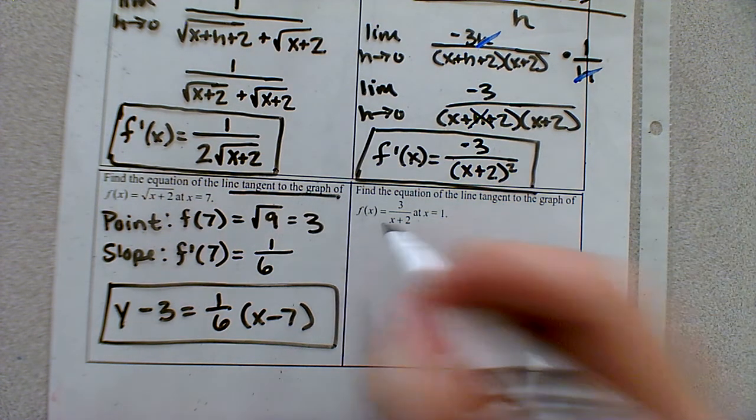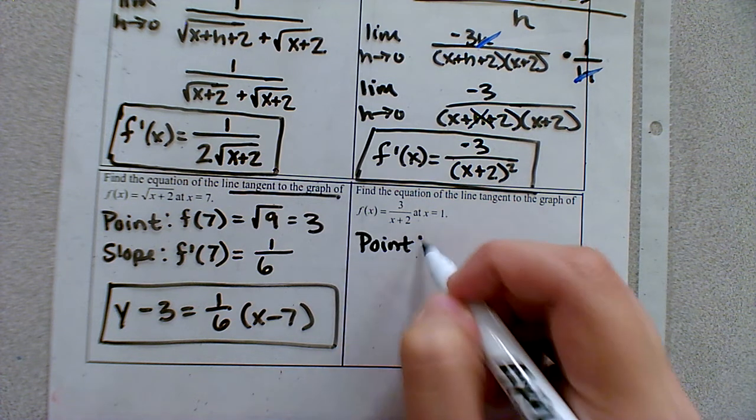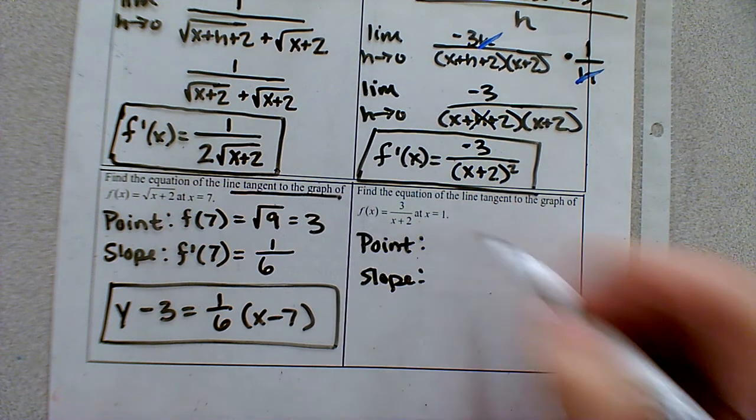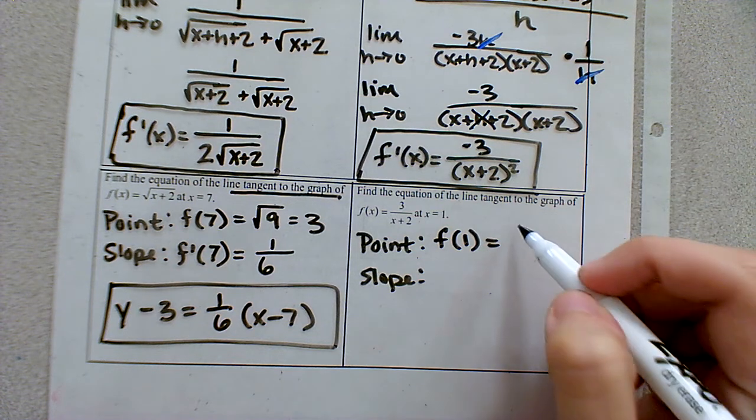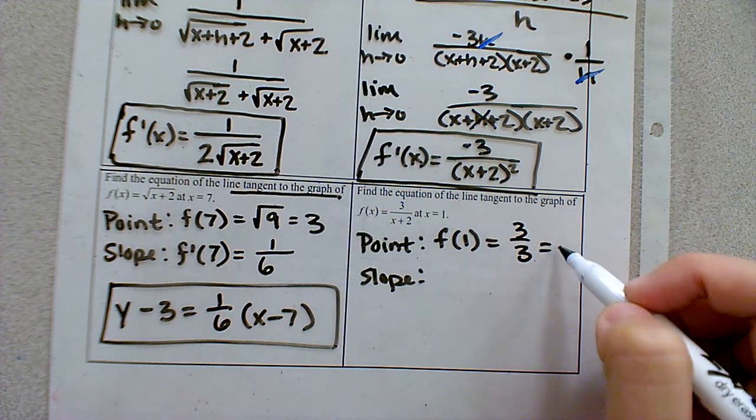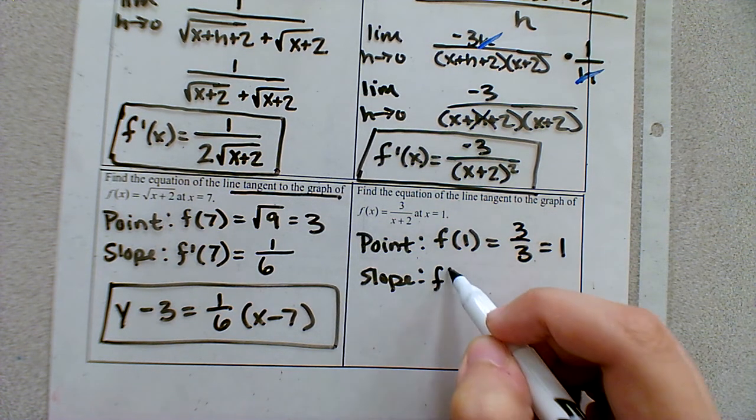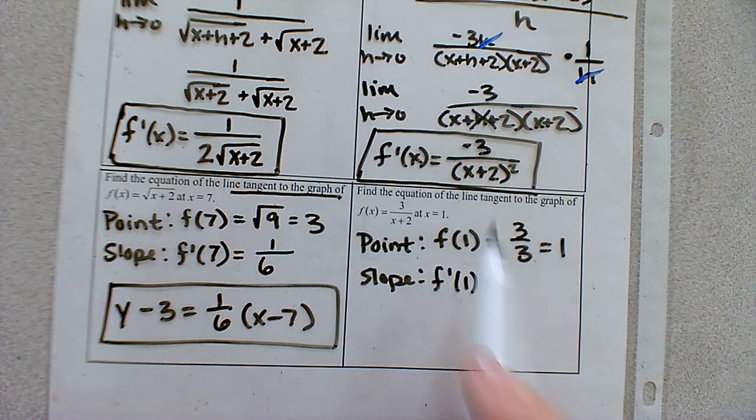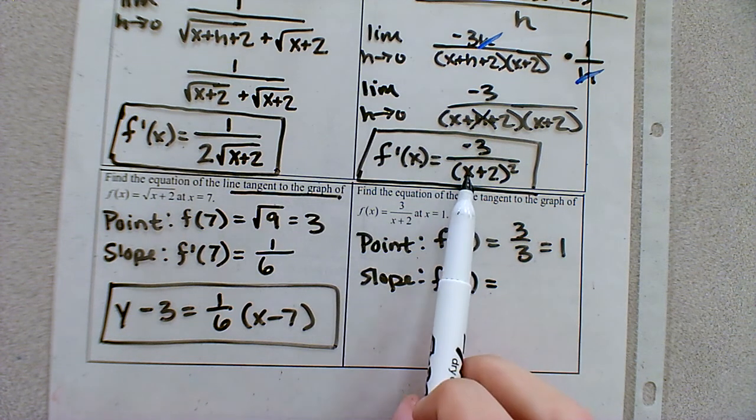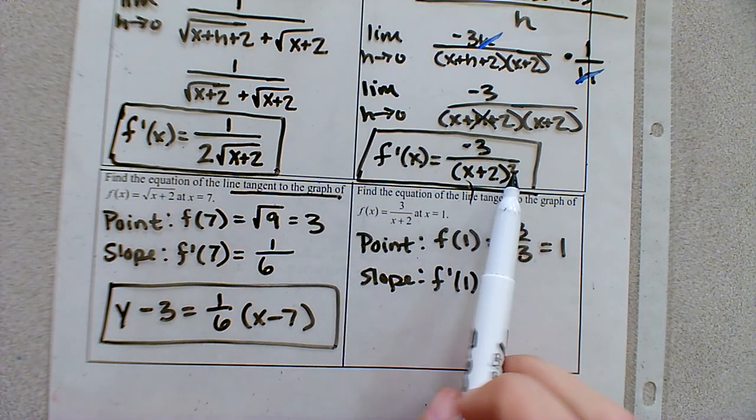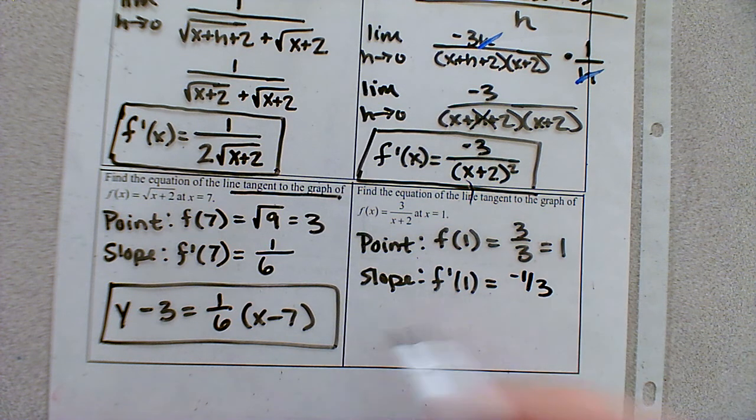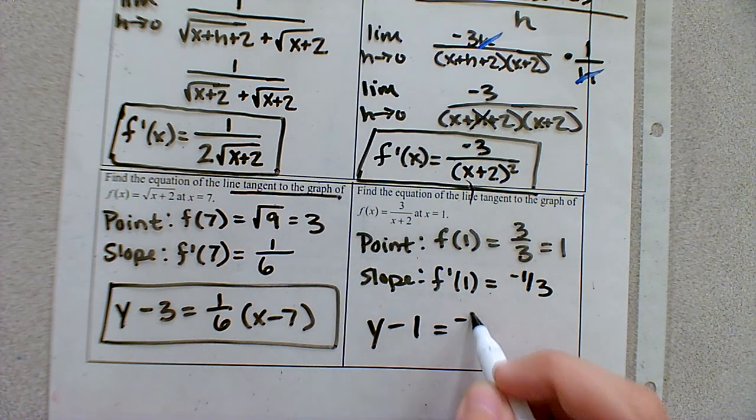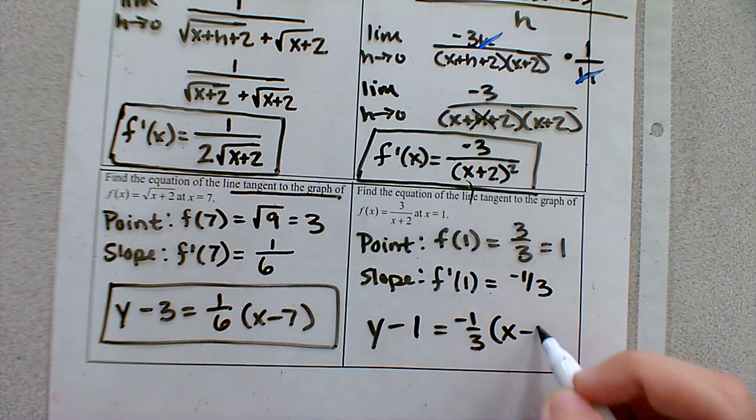Let's try the same thing for the rational function. Equation of a tangent line, we need a point and a slope. The point comes from the original function. We'll plug in 1, 3 over 3 is 1. The slope comes from the derivative. If we plug in 1, 1 plus 2 is 3, square it, we get 9, negative 3 over 9, negative 1/3. So the point-slope form equation is y minus 1 equals negative 1/3 times x minus 1.